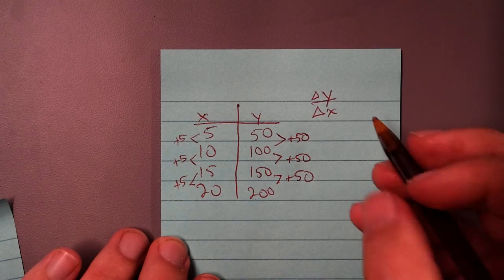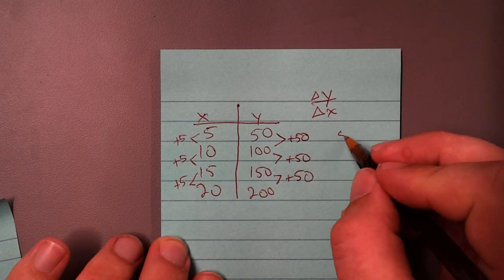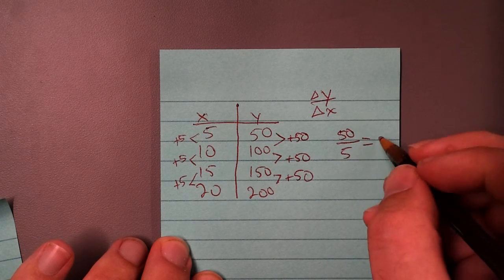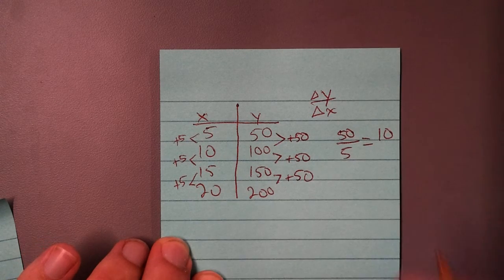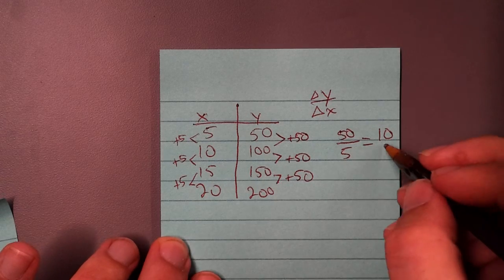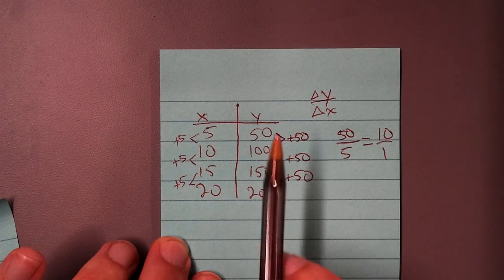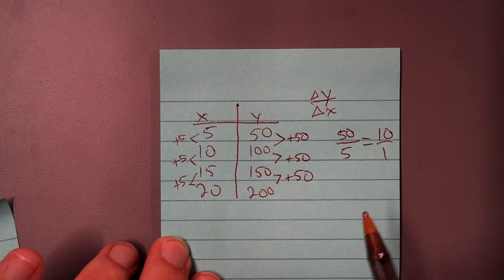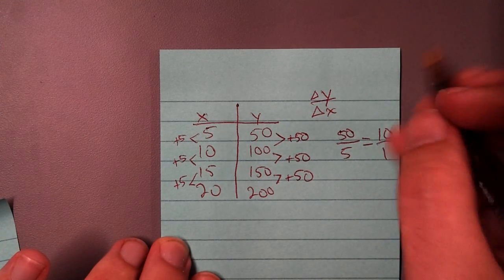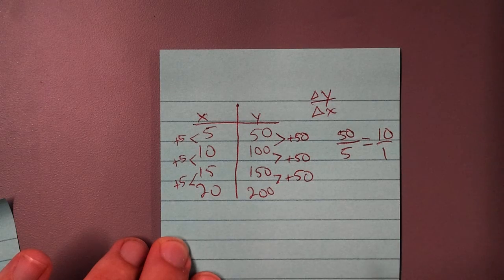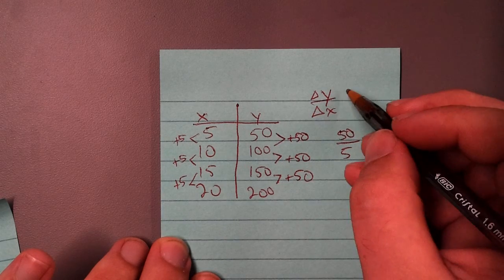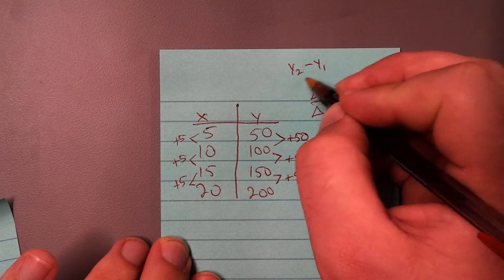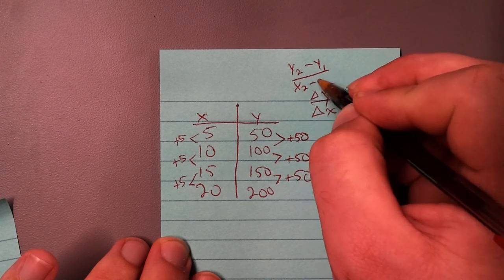So now, when we set up our equation, our change is 50 over 5, which reduces down to 50 divided by 5, which is 10, or 10 over 1. Now, let's check that using our formula for slope using points. So remember, it's y2 minus y1 over x2 minus x1.